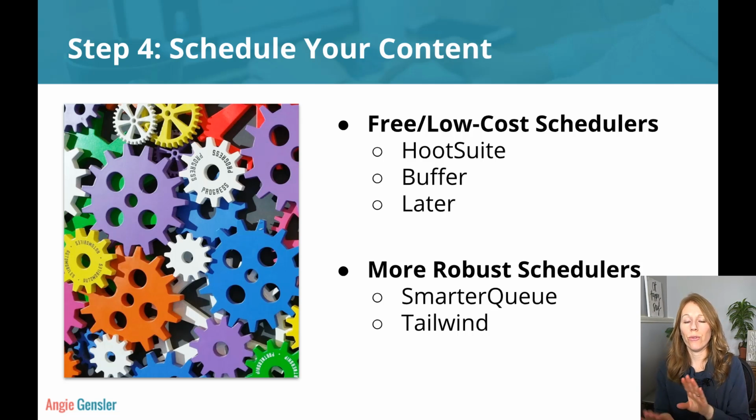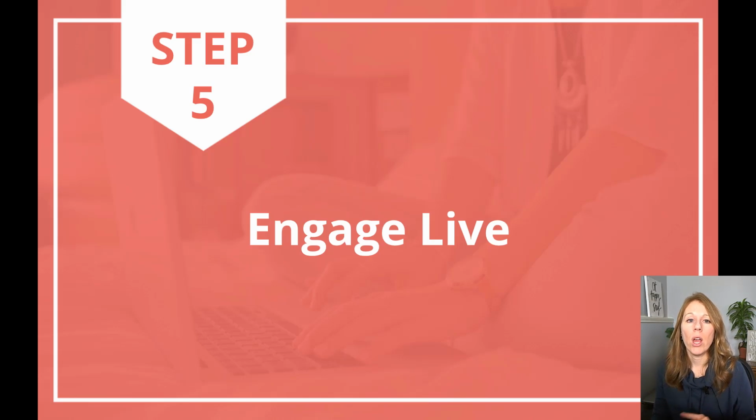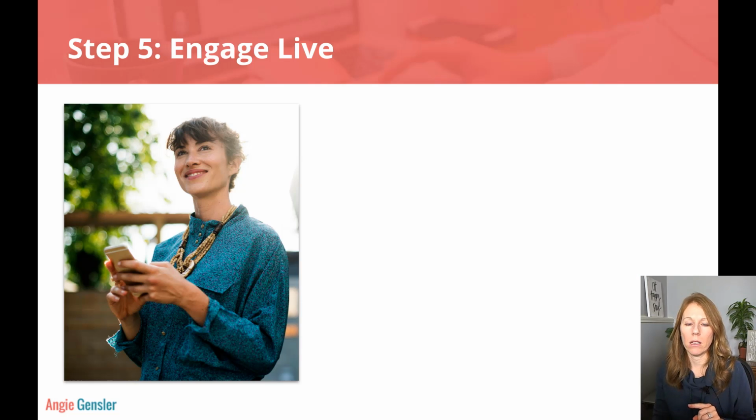So once you've got your scheduler, you've nailed down what you want to use, you're going to schedule out your posts. So you've batch created your content, and now you're going to schedule out each post. So if you've sat down for a week, you'll schedule them out for the week, and you're done. Except for then you have step number 5, which is to show up live. So you want to engage live. So let's talk about what this means.